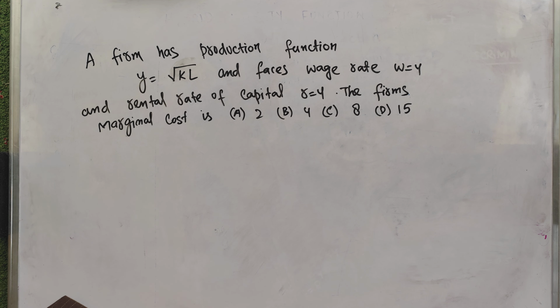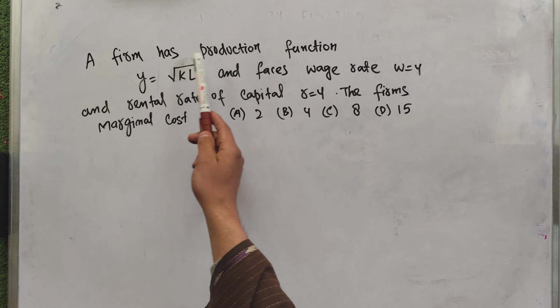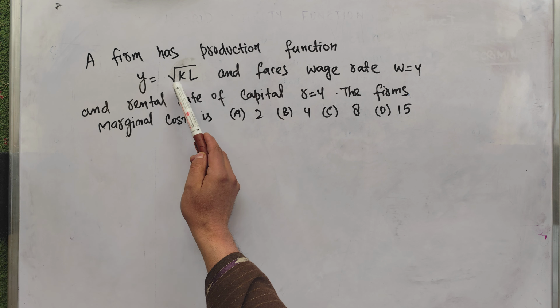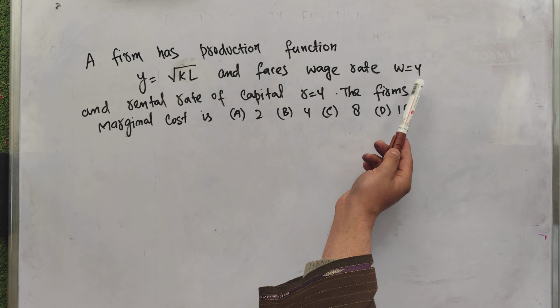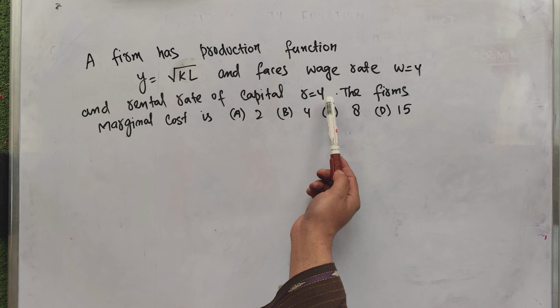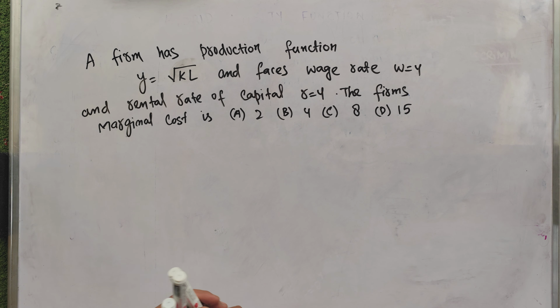In this video, we will learn how to find out the marginal cost from the given production function. The question is: a firm has a production function y as a function of capital and labor, that is y equals the square root of KL, and faces a wage rate of $4 and a rental rate of capital of $4. We need to find out the firm's marginal cost.